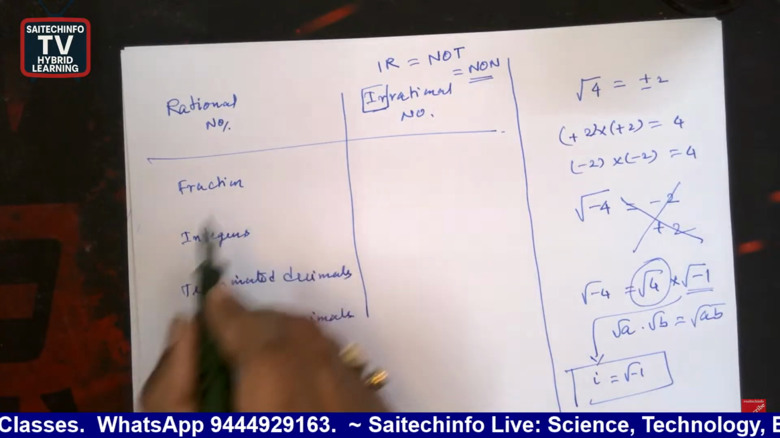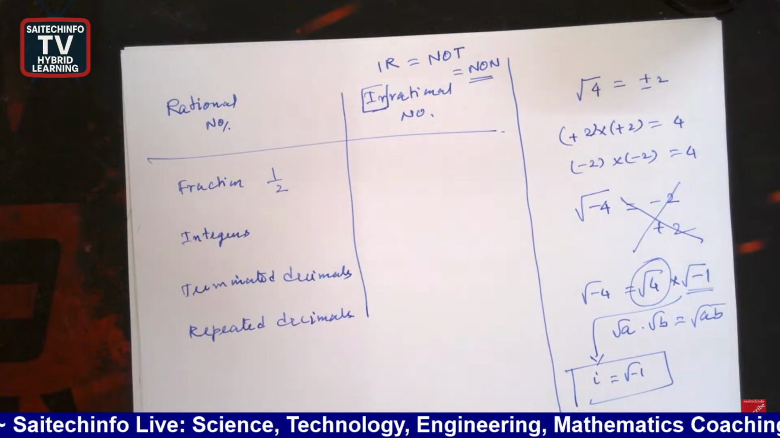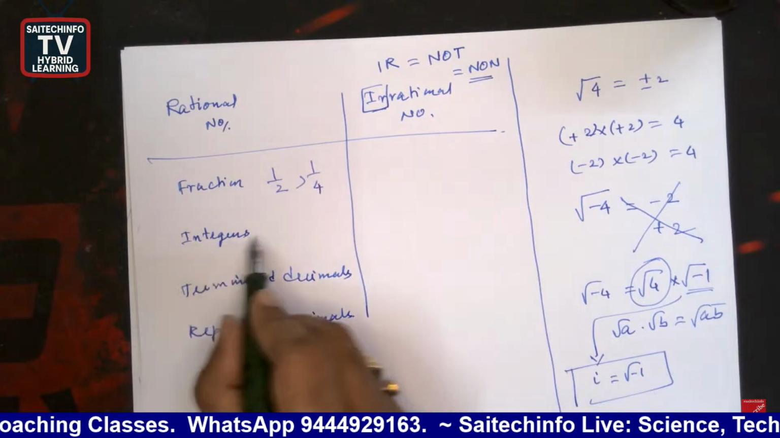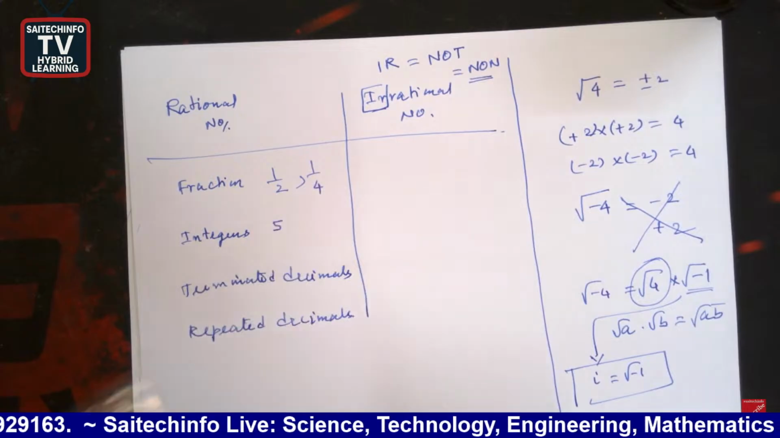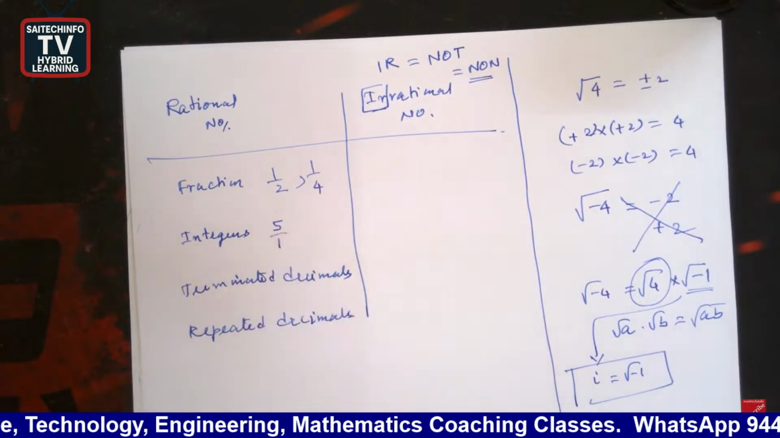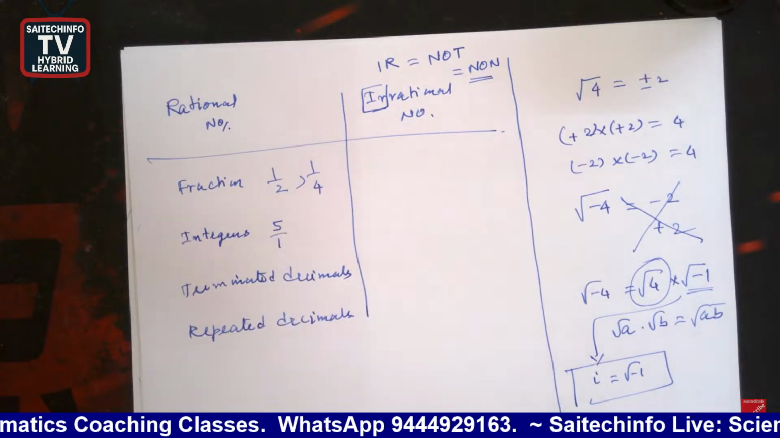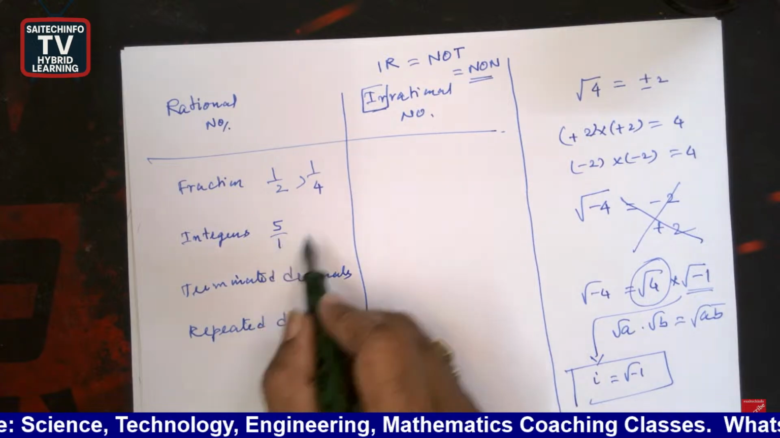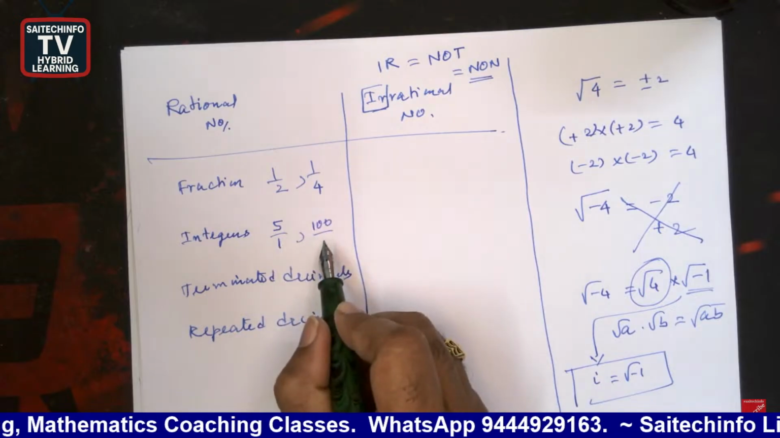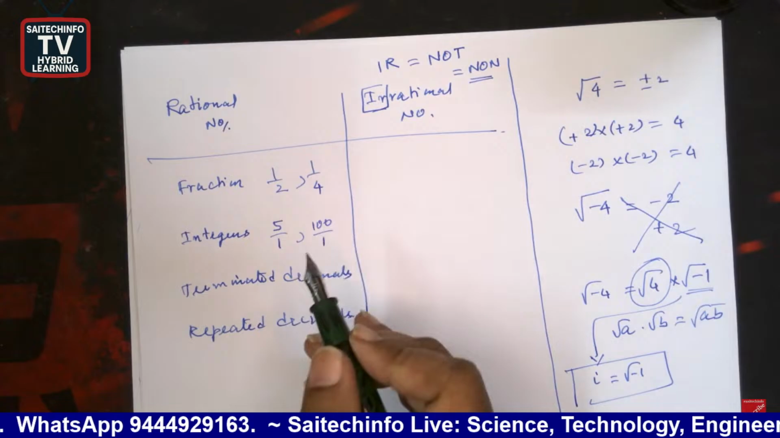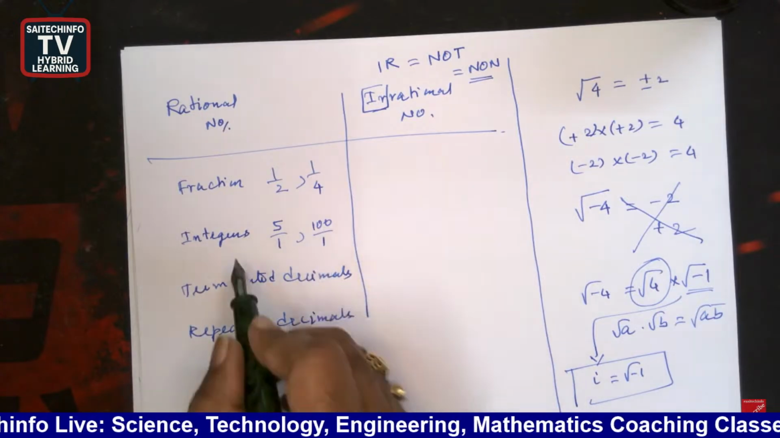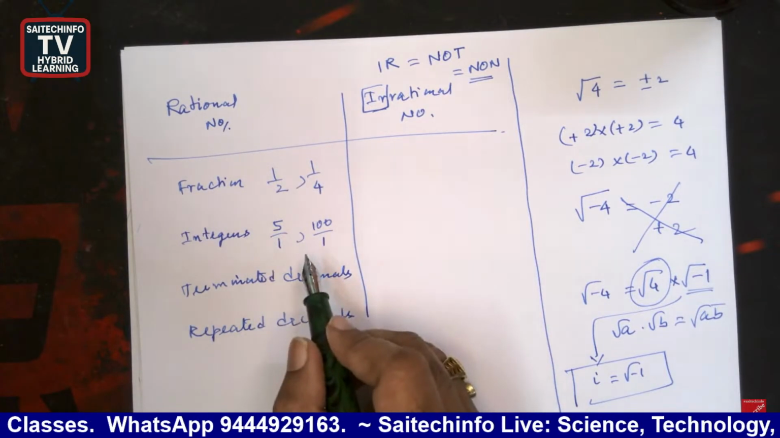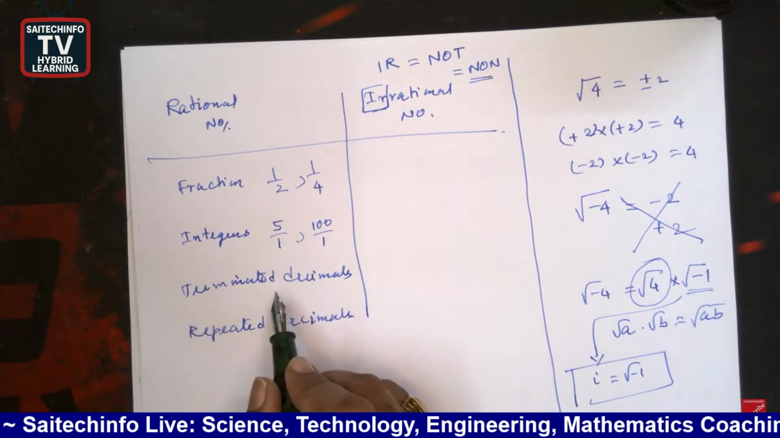For example, fraction means it can be 1 by 2, correct? Or it can be 1 by 4, right? And integer means, for instance, 5 is the integer, and that can be represented as 5 by 1 also. So an integer can be represented as a fraction also. Anything divided by 1 gives the same value, is it not? If you want to put 100, means 100 divided by 1. That 100 is what? Integer. So this can be represented as fraction also, but still it is integer. So do you understand? Rational number can be fraction, rational number can be integer. Right. And a rational number can be terminated decimal.